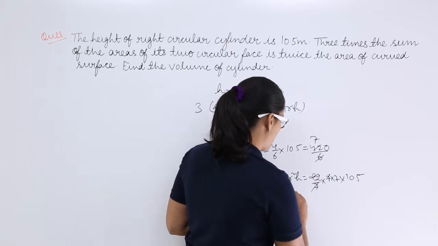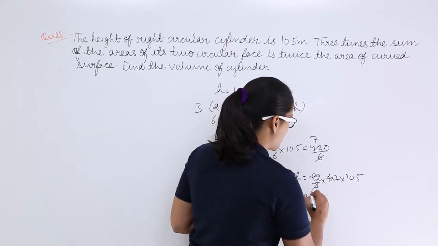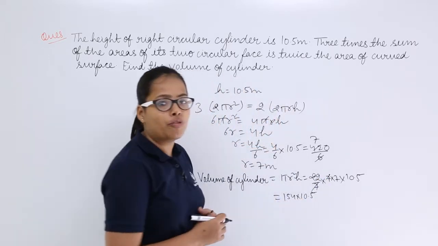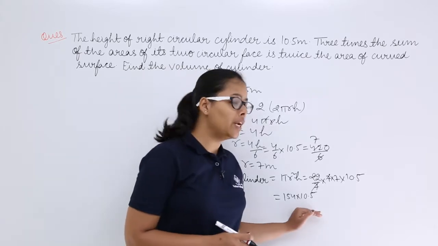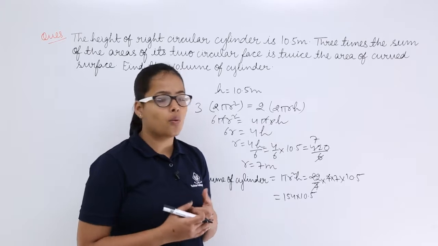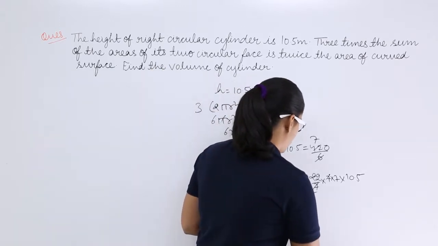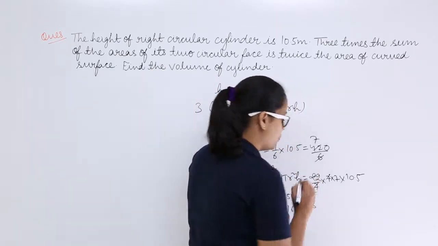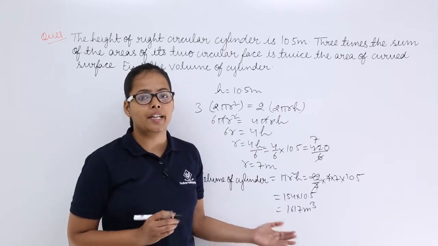22 into 7 is 154. And then let's multiply this with 10.5. So after evaluating this expression, what you will get? You will get 1617 meter cube. So this is the volume of the cylinder in this case.